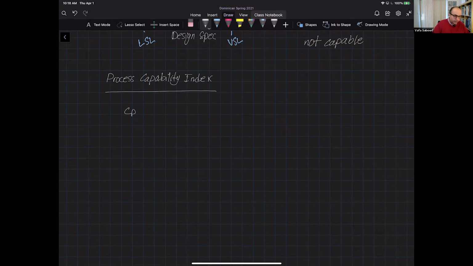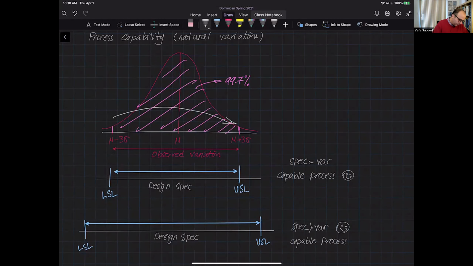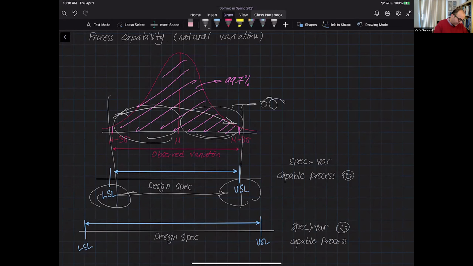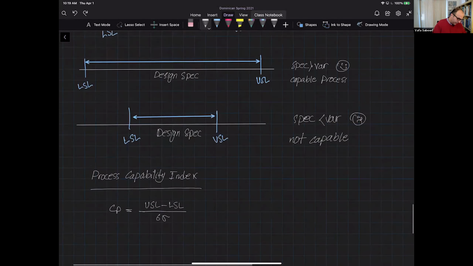We show it with CP, and it is basically USL minus LSL divided by Six Sigma, okay? Where are we getting these values? Remember, in this first one, this distance between these two is Six Sigma. I have three sigmas here and three sigmas here. And this is my USL minus LSL. If these two are exactly the same, my numerator and denominator are the same, so CP is going to be one. So it's a capable process. If it is smaller, it's going to be less than one, an incapable process. If it is bigger than one, and so on. So this is where I am getting the values in the formula for process capability index.